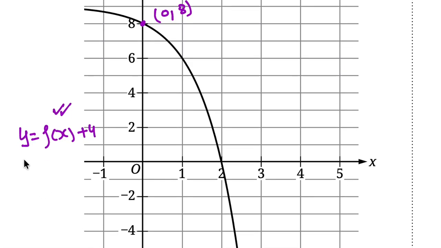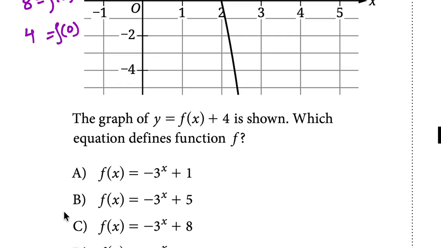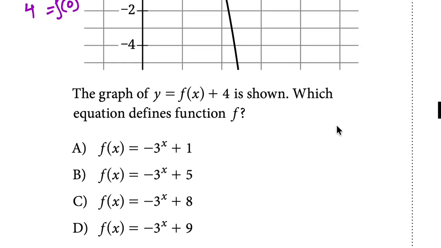If I plug it here, this is f of 0 plus 4, right? So f of 0, if I subtract 4 on this side, is 4. F of 0 is 4. That means when x is 0, y is 4. Okay. Now let's come to the equation. (0, 4). Now we are going to use this, right?